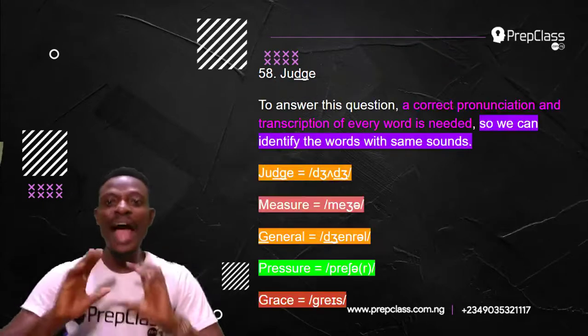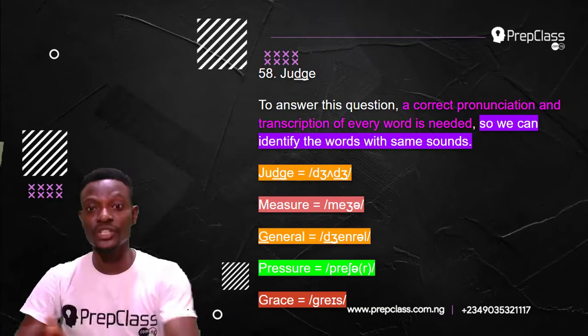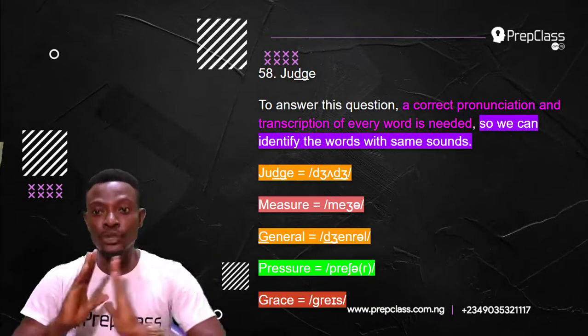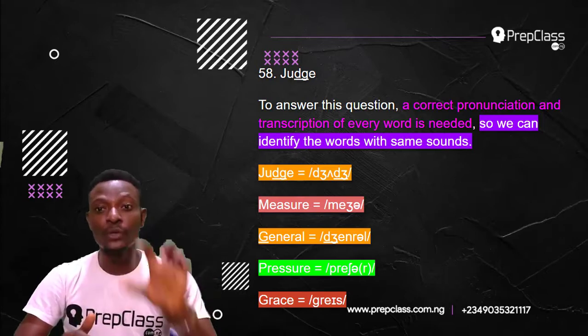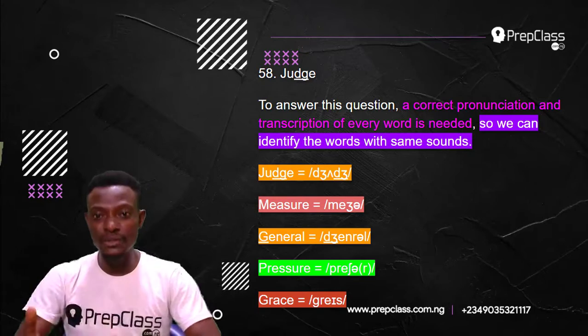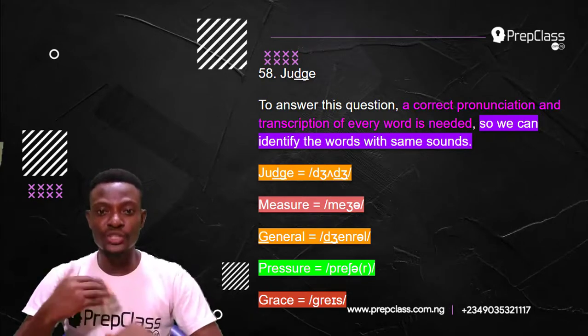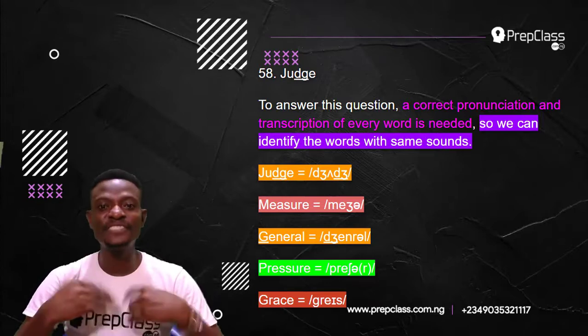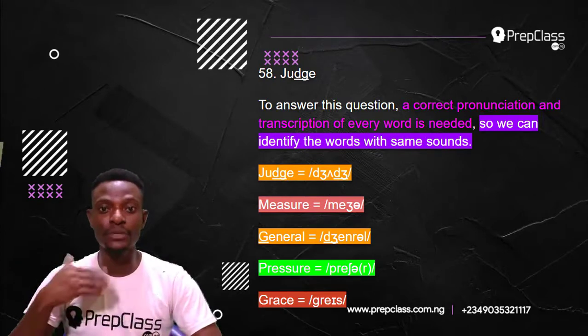Now, to answer this question, a correct pronunciation and transcription of every word is needed so we can identify the words with same sounds. Now, the word judge is transcribed as shown on the screen. Judge. Now, when we have DG that is underlined, we have the sound j.